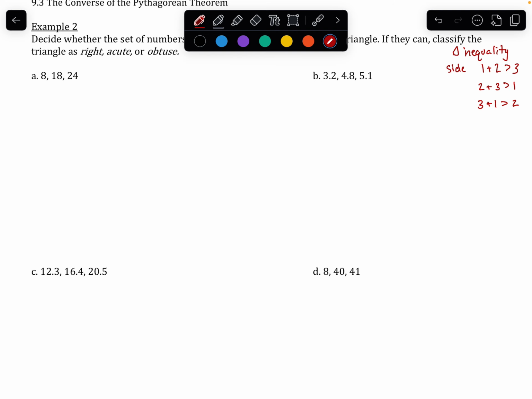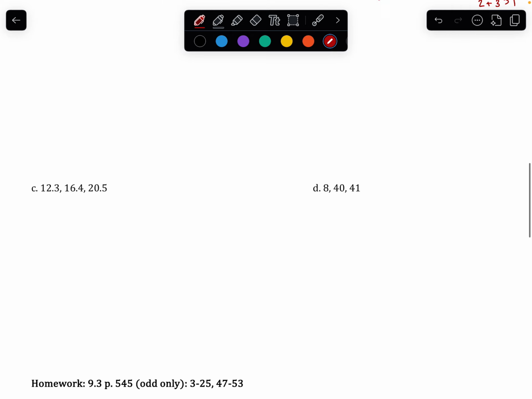So is 8 plus 18 greater than 24? Yes. Is 18 plus 24 greater than 8? The answer is yes. Then is 8 plus 24 greater than 18? Yes. So this is possible. Is 3.2 plus 4.8 greater than 5.1? Yes. Is 4.8 plus 5.1 greater than 3.2? Yep. Then is 3.2 plus 5.1 greater than 4.8? Yes.